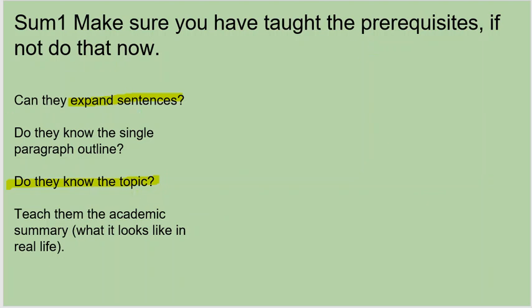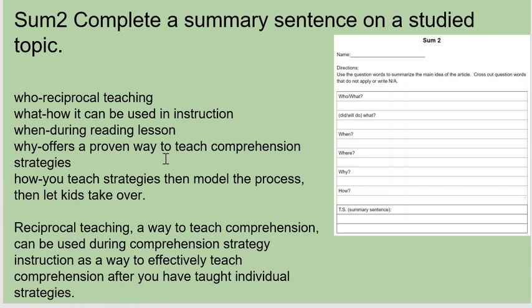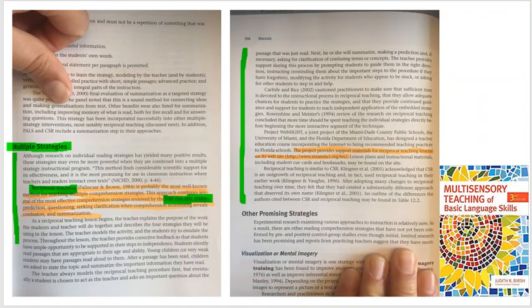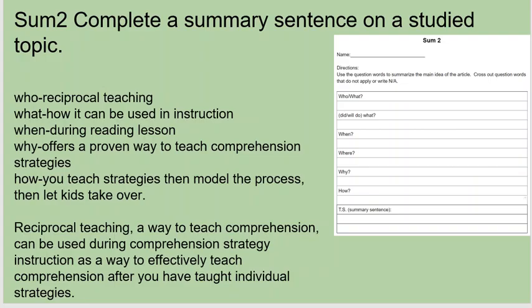All right. So let's jump into summarizing standard 2, which is completing a summary sentence on a studied topic. Again, you want it to be a topic they already have. I completed this one according to the short text right here, which talks a lot about reciprocal teaching and focusing on multiple comprehension strategies at once. So the who would be summarizing reciprocal teaching, what, how it can be used for instruction, when, during reading lessons, offers a proven way to teach comprehension, which is why, and how.